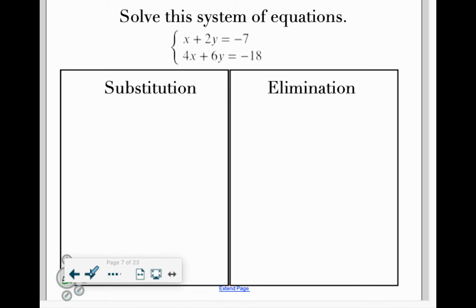So for substitution, you have to get one variable by itself. So I'm going to subtract this 2y to the other side. And I get x equals negative 7 minus 2y. And I'm going to take that and I'm going to plug it in for x, since it's what x equals right here.